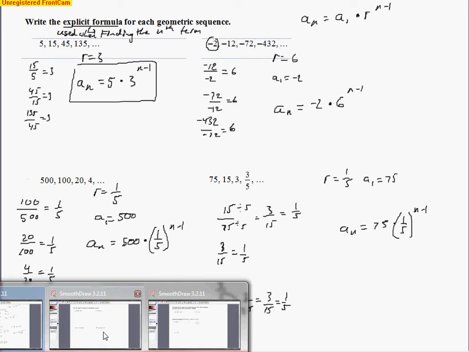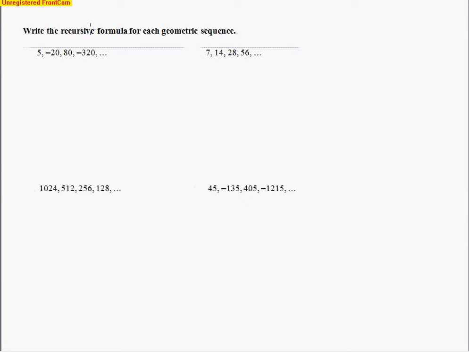So the next type of problem that you see says write the recursive formula. Recursive formula is used when finding the next term. And so what you're going to end up doing first is we're going to write down at least what the first term is. So A1 equals just the first term. In this case, A1 would end up equaling 5.